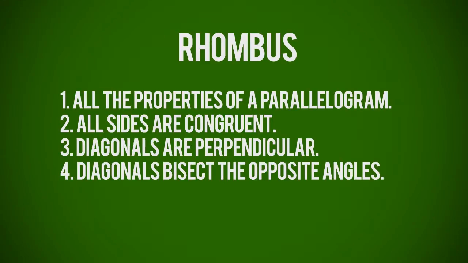Now, the rhombus. The rhombus has all the properties of a parallelogram, all sides congruent, diagonals that are perpendicular, and diagonals that bisect the opposite angles.